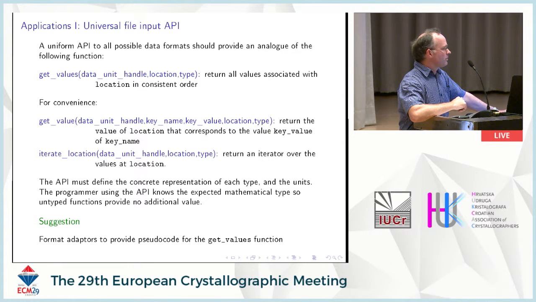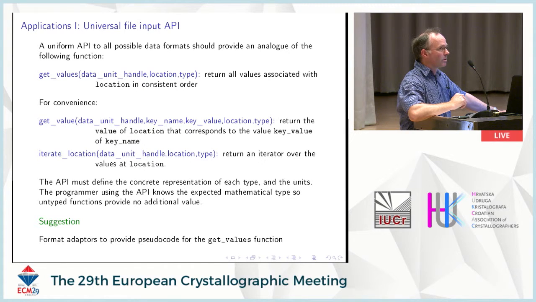So I'll just finish off by discussing a few applications of this approach. The first clear point, I think, is that we can have a universal programming interface for extracting values from a data file. Essentially, we need to simply give the name, the location that matches our concept, and a type from the ontology. So we're talking about a real number rather than a float 64 number.